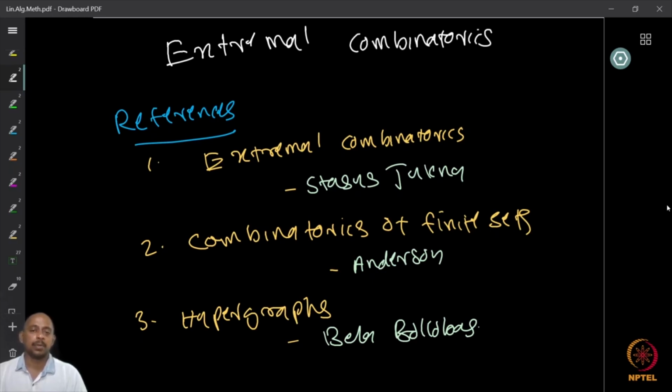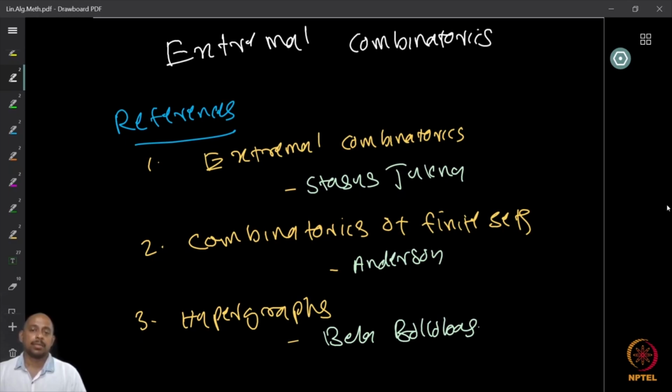So here are some nice books. The first book is an excellent read, very easy to read and very nicely written. Extremal Combinatorics with Applications to Computer Science is the full title, and it's by Stasys Jukna. It's written in a very beautiful manner, and it has a nice collection of lots of exercises, questions, and results. The presentation is so beautiful and very easy to read.